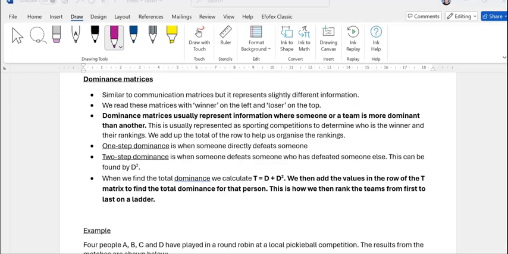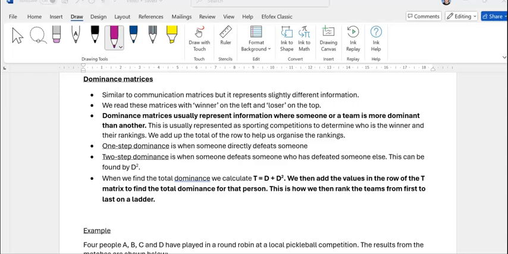If we're talking about one-step dominance, we're talking about someone or some team directly defeating another person or team. And two-step dominance means you might not be able to directly defeat a team, but can defeat another team which is able to defeat that team. So again, it's a two-step situation.